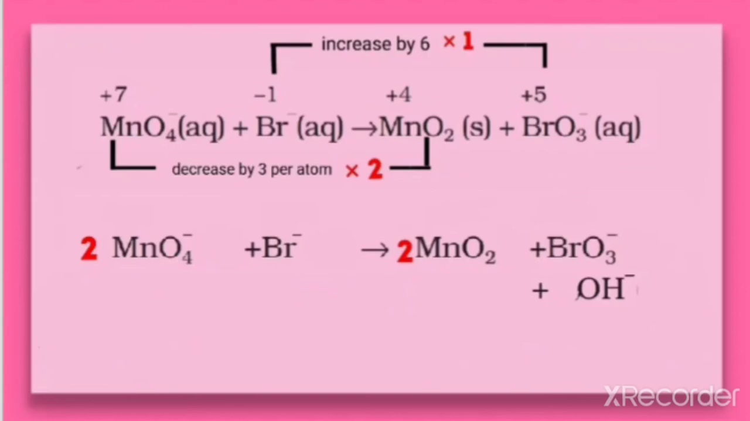Why have we added it here? Because the medium is given as basic, therefore we have to add OH negative on the deficient side, and that much number of OH negative should be added as the deficiency. So only one deficiency of oxygen is there, therefore we are adding 1 OH negative, but 1 is not needed to be represented. So here we have balanced the oxygen, but now we have to balance hydrogen. For balancing of hydrogen, just find out how many hydrogen are there on the left hand side and right hand side.